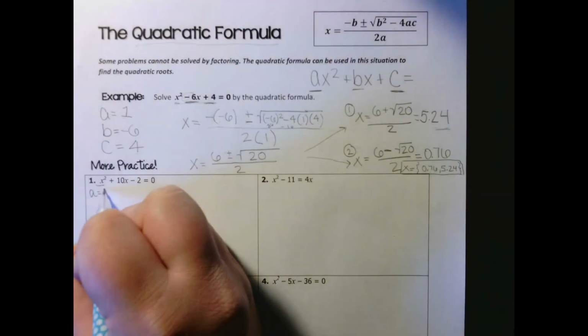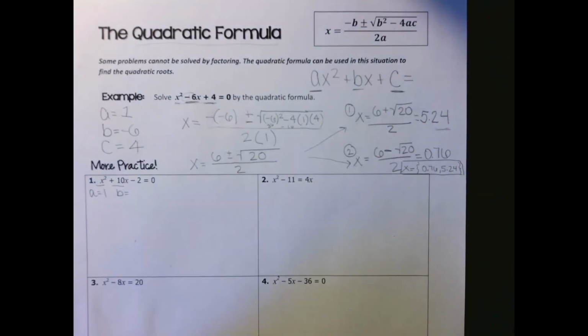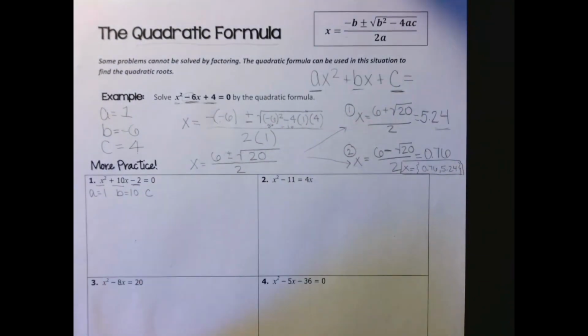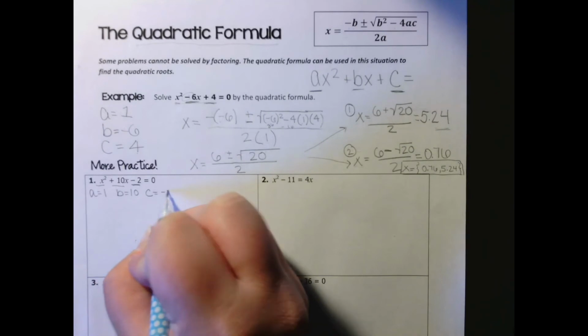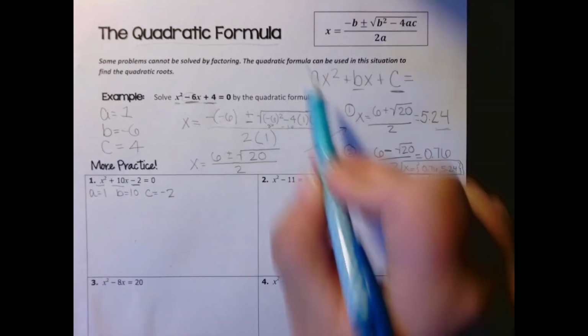It's going to be a positive 1. B is going to come before that x. That's going to be a positive 10. And c is going to be my last term, and I'm going to keep that sign with it. It's going to be a negative 2. Now I'm going to plug into my formula.